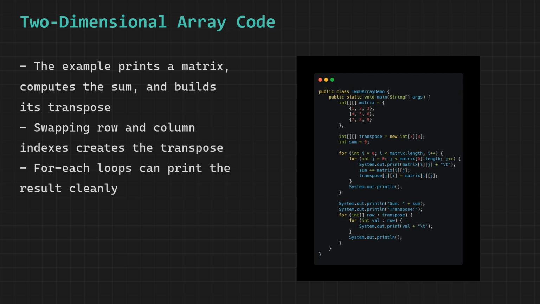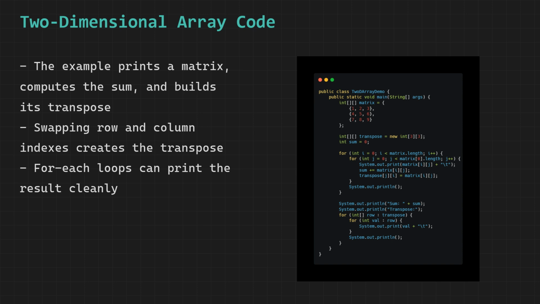This program declares a 3 by 3 integer matrix, prints it, computes the total sum of all elements, builds its transpose, and prints the transpose using a for each loop. The integer two-dimensional array matrix is initialized with 3 inner arrays representing 3 rows. Row 0 contains 1, 2, 3, row 1 contains 4, 5, 6, row 2 contains 7, 8, 9. On the heap, matrix is an outer array holding 3 references, each pointing to one inner row array.